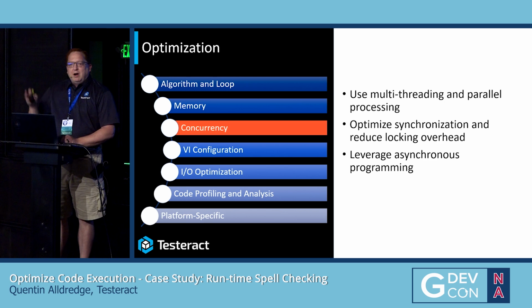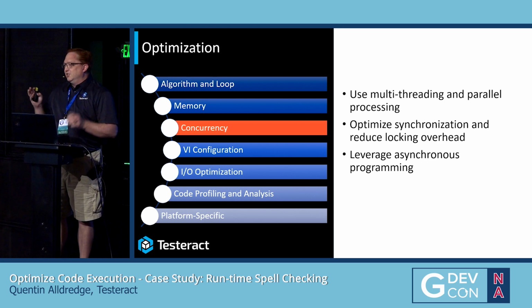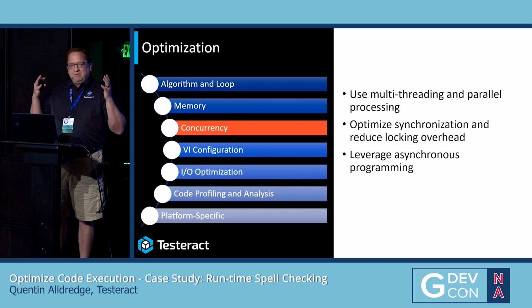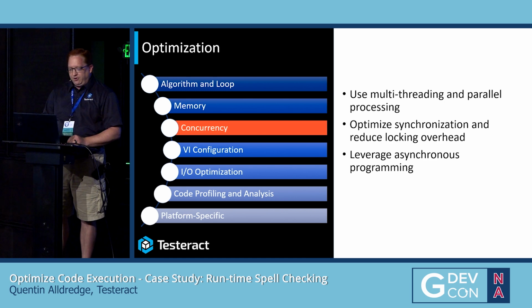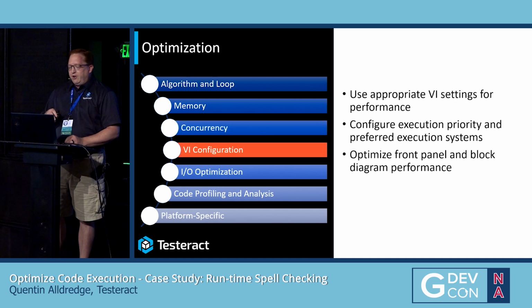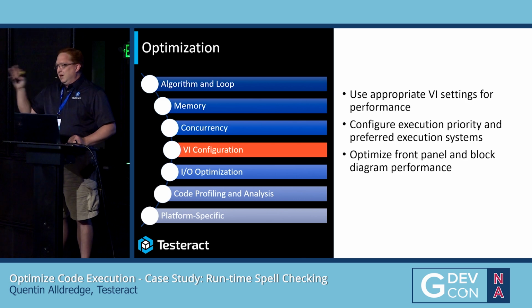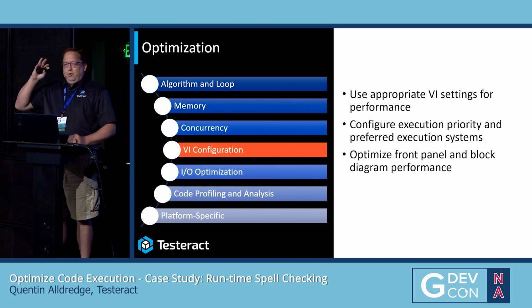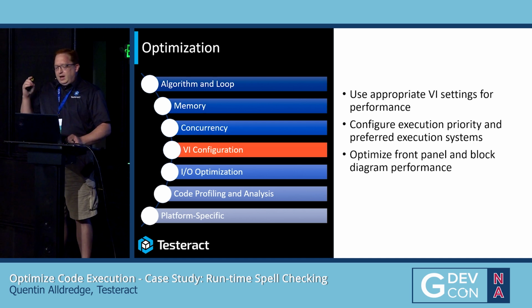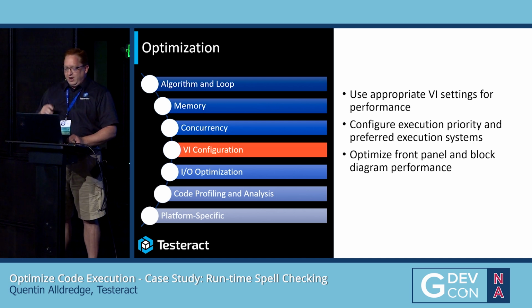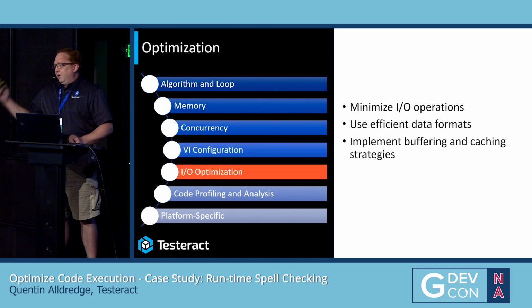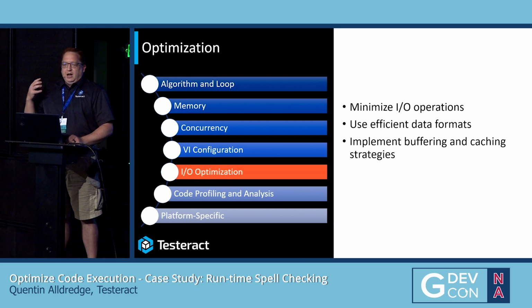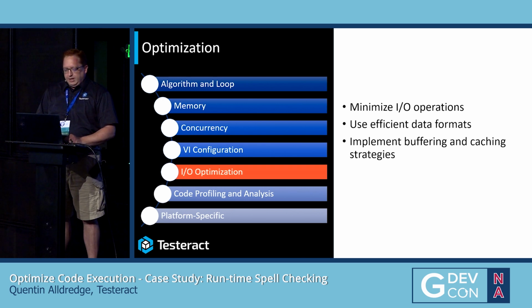For concurrency, think about multi-threading processes and synchronization. Don't create bottlenecks that cause things to go down just one stream, and leverage asynchronous programming. For VI configuration, you don't want your front panels to update too often, or you want to defer panel updates, that sort of thing. Configure your system priority, those kinds of things. I/O optimization is minimizing reads and writes to disk, or using efficient data formats. Consider caching data or buffering data.